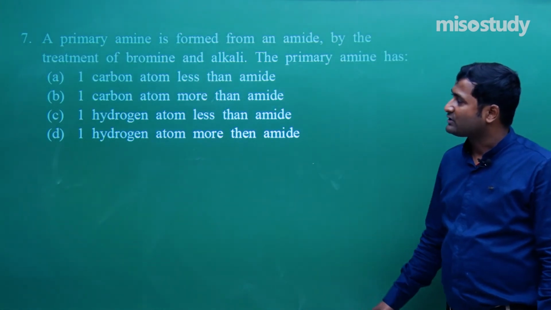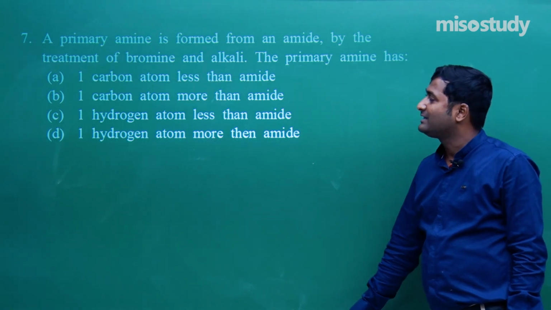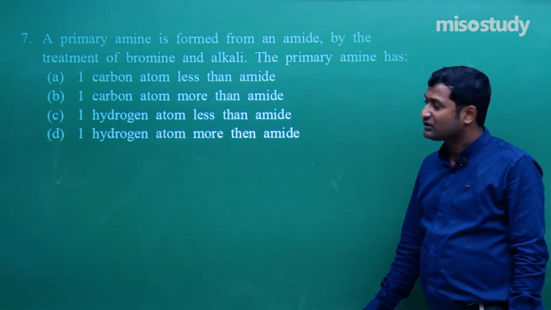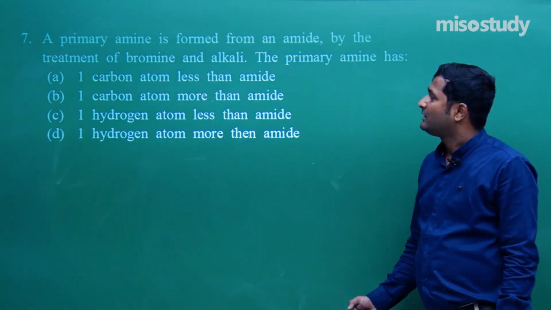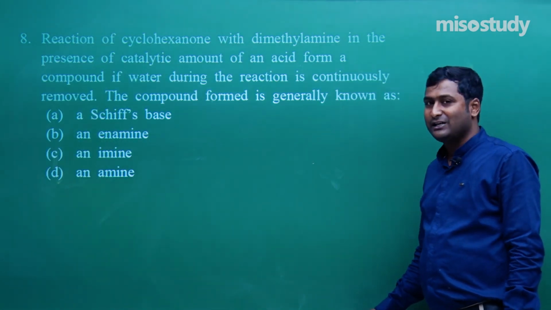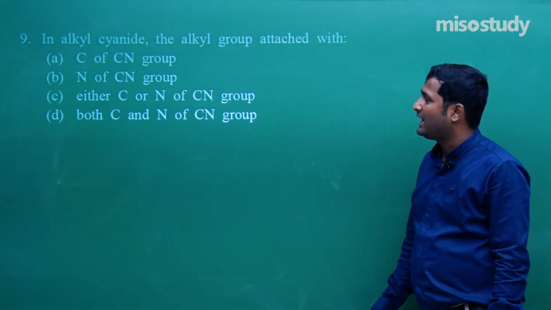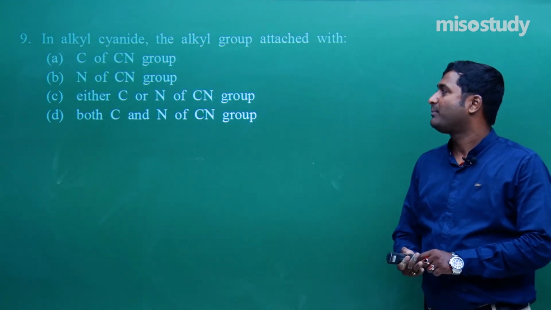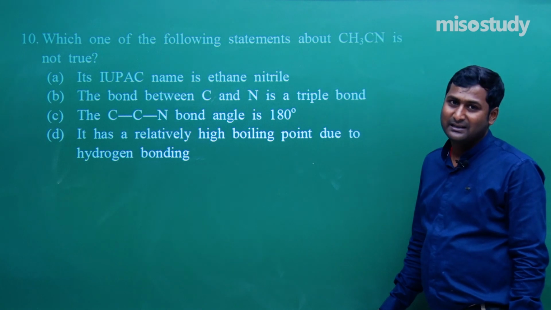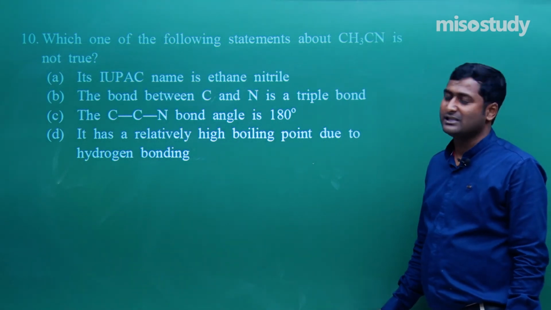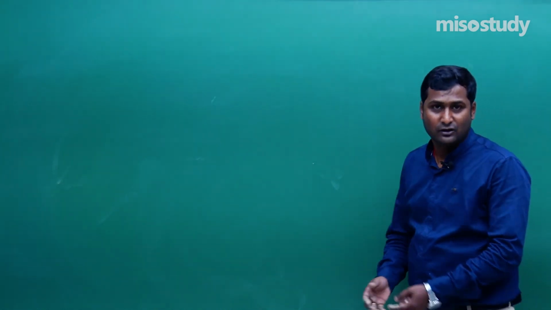Now for question number 7, that is the Hofmann degradation reaction, in this case A is the correct option, one carbon atom less than the amide. Now for question number 8, as I told you, that is B, that is enamine. Now for question number 9, that is A, C of CN group. Now for question number 10, D is the correct option, that is, this statement is not true. I think now you can easily solve such kinds of reactions.